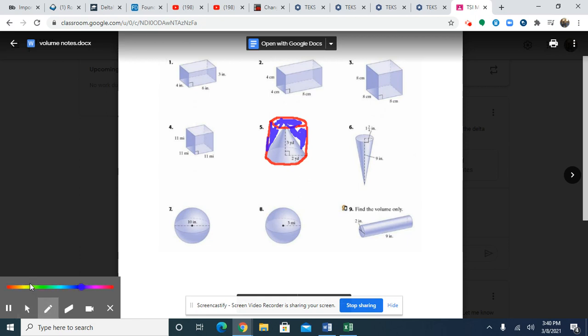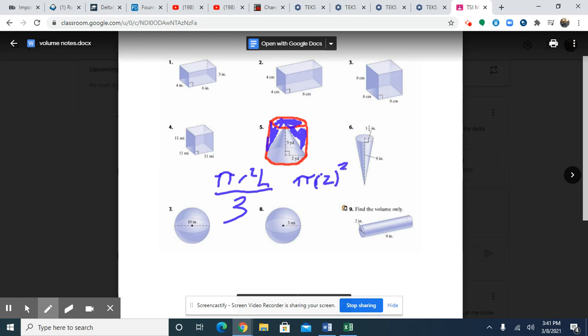The volume of the cone ends up being the same thing as the volume of the cylinder, pi r squared times height, but we are going to divide by 3. So given our radius here of 2 and our height of 3, we're going to have pi times 2 squared times 3, and all this divided by 3.